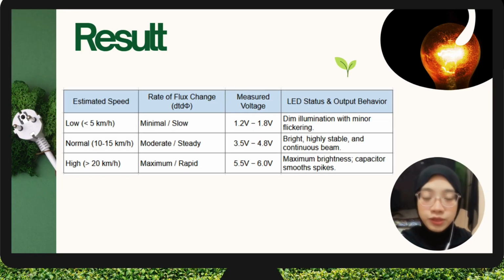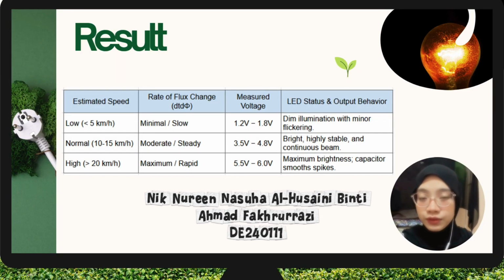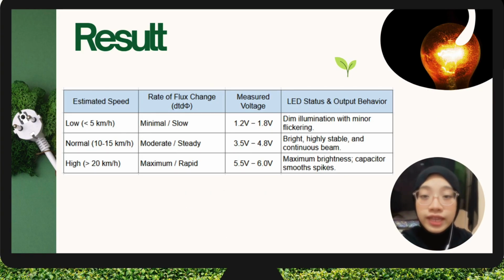Hello, my name is Nurin Nasuha Al-Husaini binti Ahmad Fakrul Razi with DE 2.0111. Okay, so now let's look at the empirical data we gathered to evaluate how the bicycle speed directly impacts our electrical output. We tested the prototype across 3 distinct speed intervals. First, at a low speed of under 5 km per hour, the rate of magnetic flux change is minimal. This yields a low voltage of just 1.2 to 1.8 volts, which results in a dim illumination with some minor flickering.